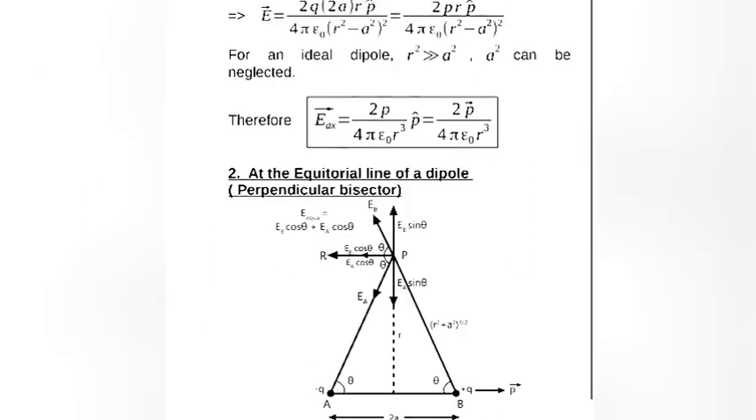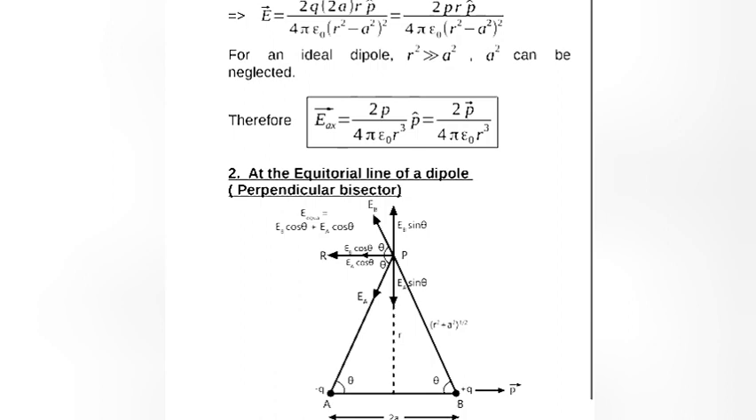For an ideal dipole, r square very much greater than a square, so a square can be neglected. Therefore E equals 2p by 4 pi epsilon 0 r cube, along p.